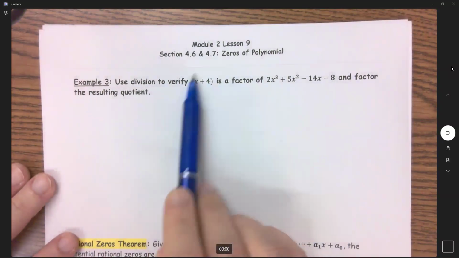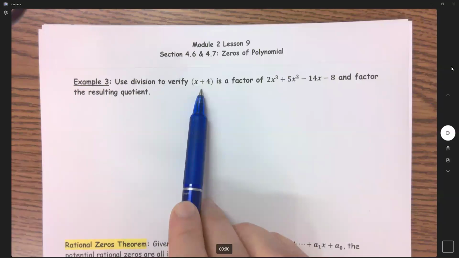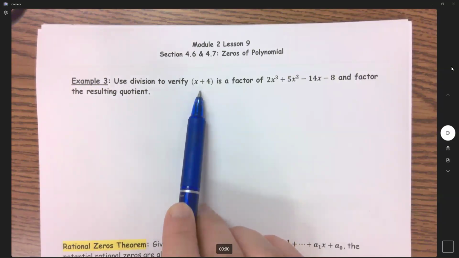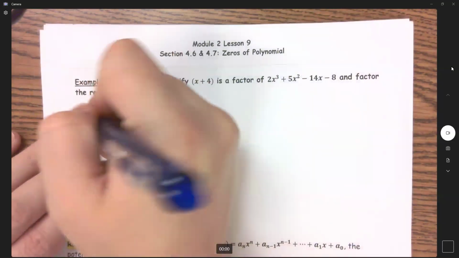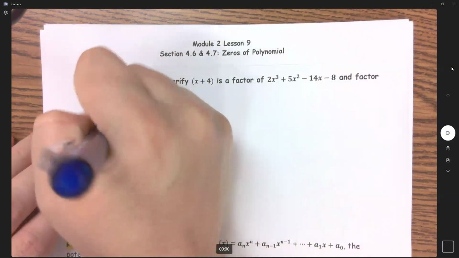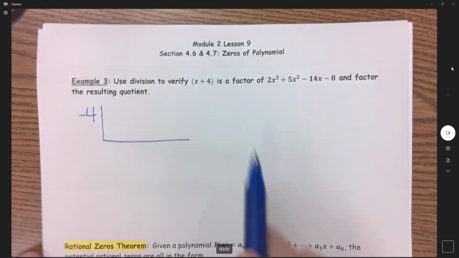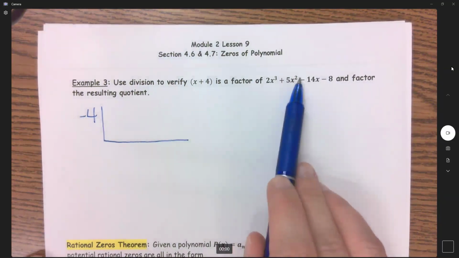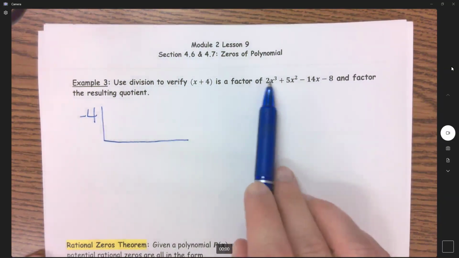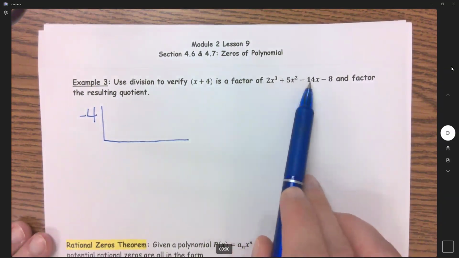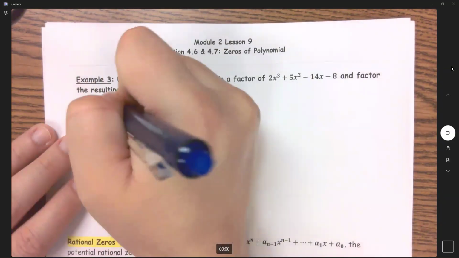So can I use synthetic division to divide with x plus 4? And the answer is yes. You can use long division, but synthetic will work. So we're going to do a -4 on the outside. I have x cubed, x squared, x and constant, so I'm not skipping any place value, so I don't need any zeros. So we'll put 2, 5, -14, and -8 in here.